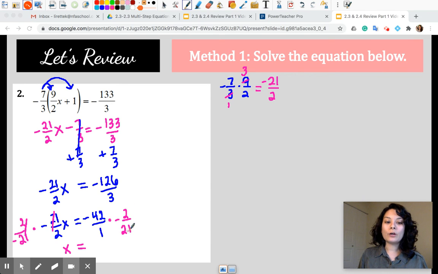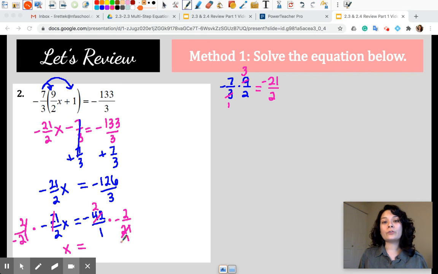The 2 can't go into 21 or 1, and the 21 can't go into 2, but it actually can go into 42. You might be looking at these numbers and you might have noticed that 21, when you add it to itself, gives you 42. So I can actually divide 21 by itself and get 1, and divide 42 by 21 and get 2.